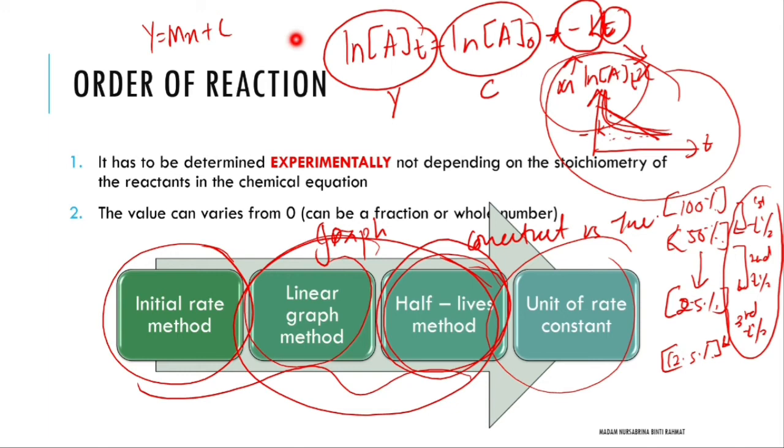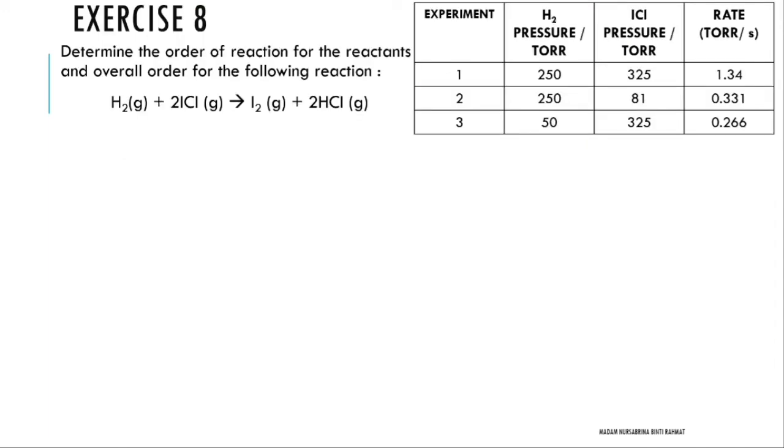So for today, we're going to focus only on the initial rate method. Let me teach you how to use the initial rate method to determine the order of reaction in this exercise 8. In my previous example in the notes, I used the concept of concentration, but this time it is in terms of pressure. It's still the same, but you just need to consider the unit. Remember, concentration and pressure have different units.